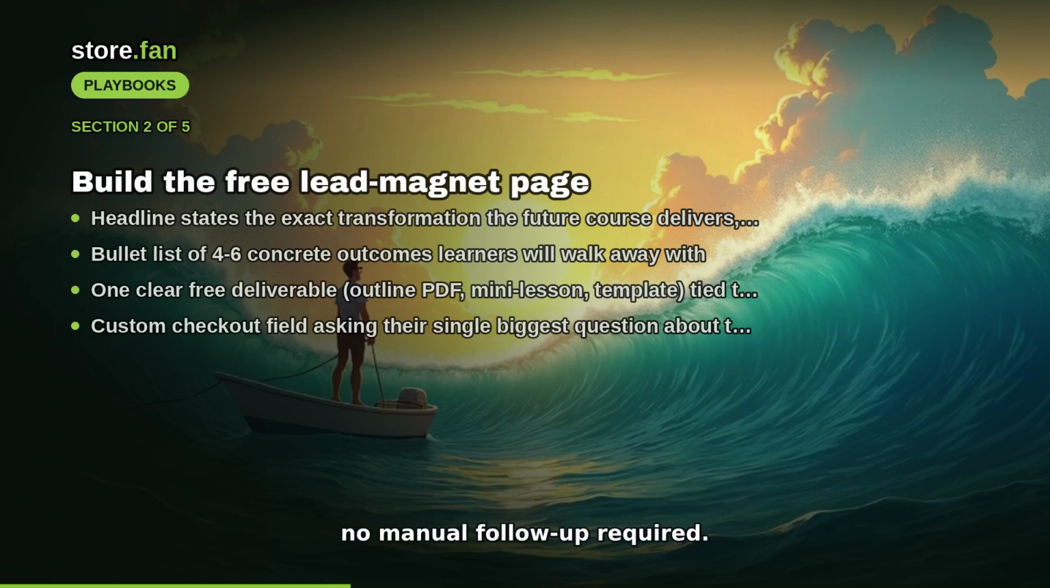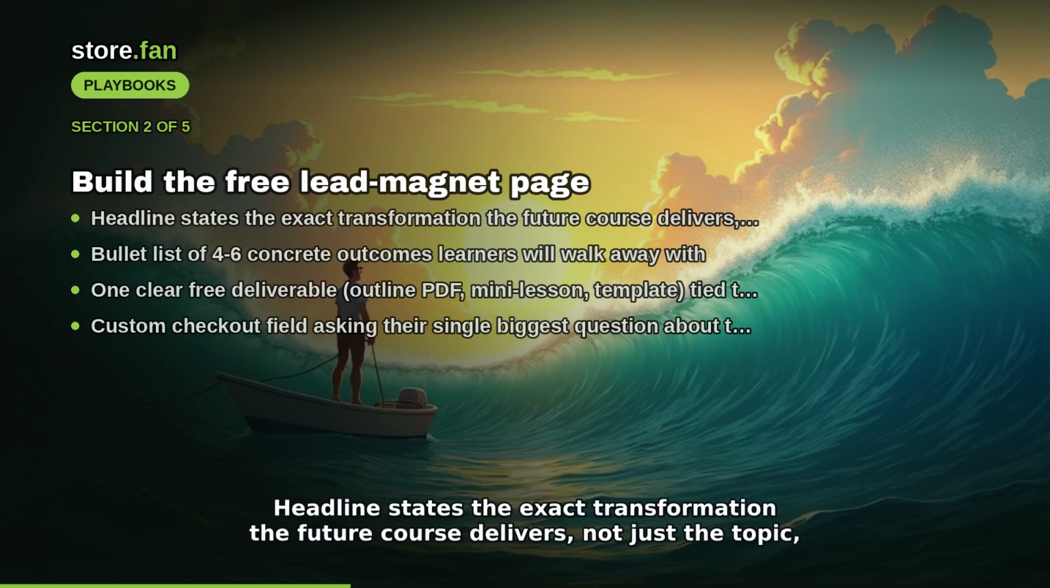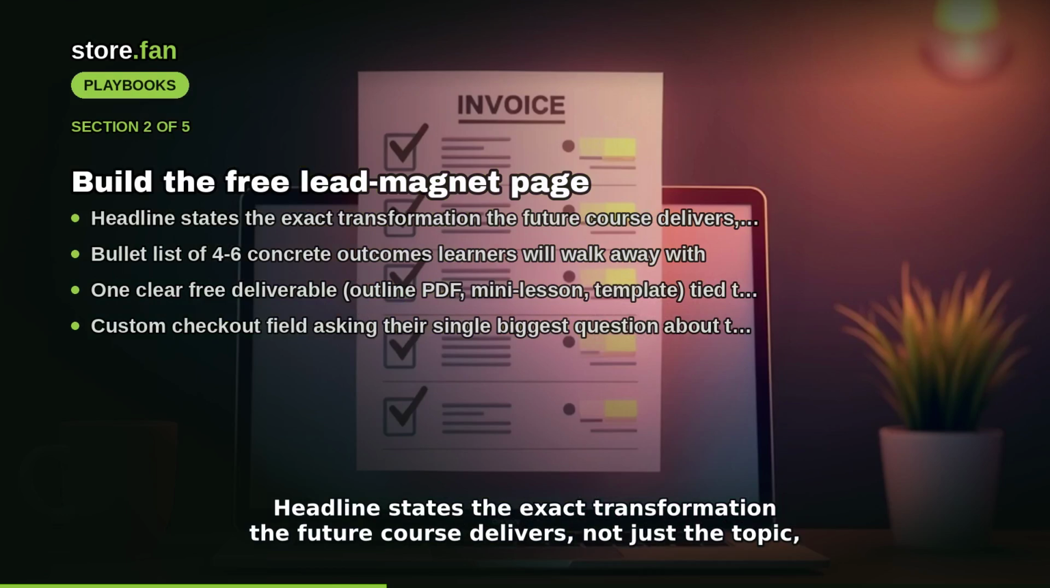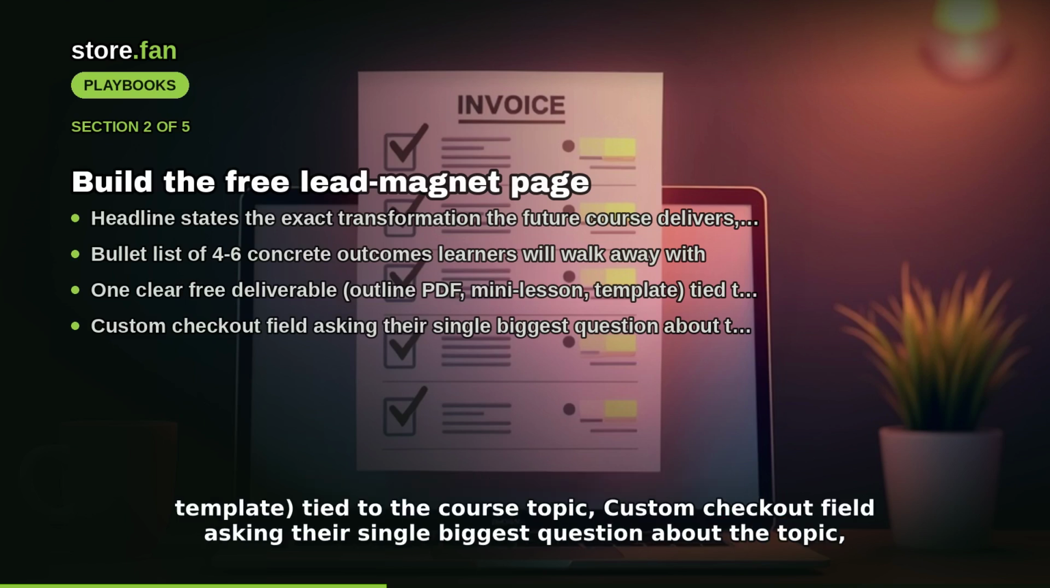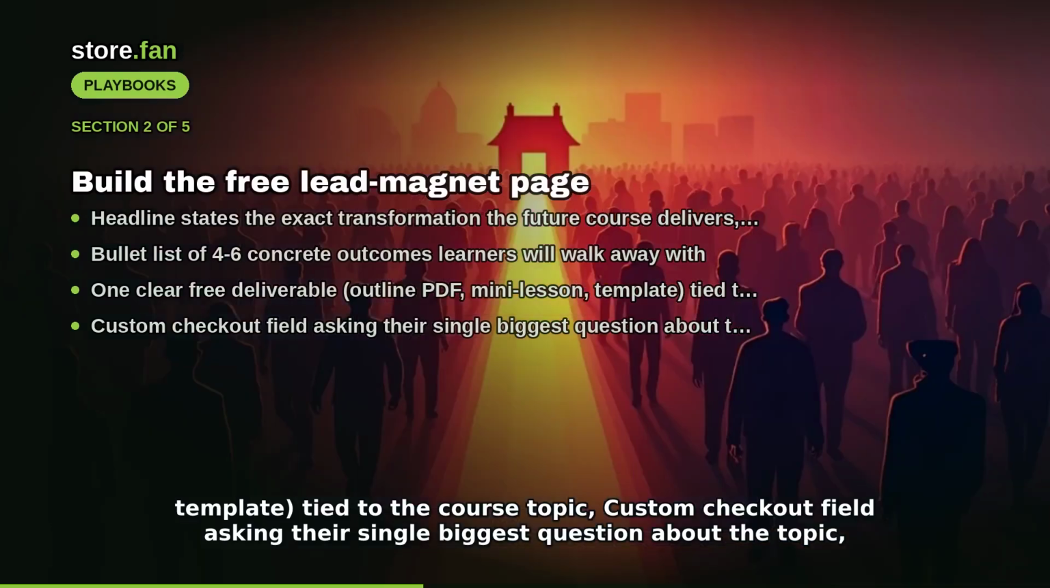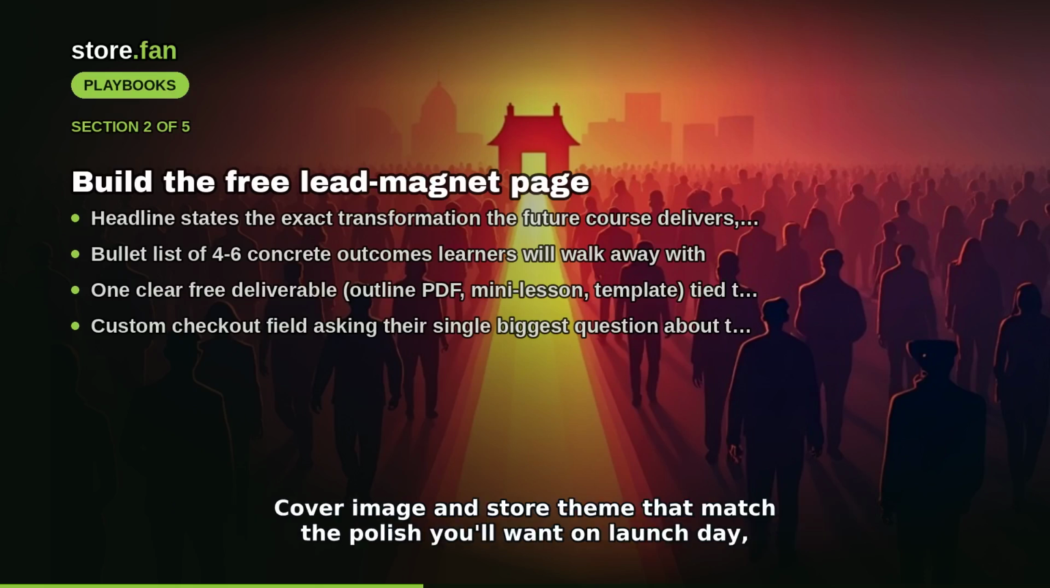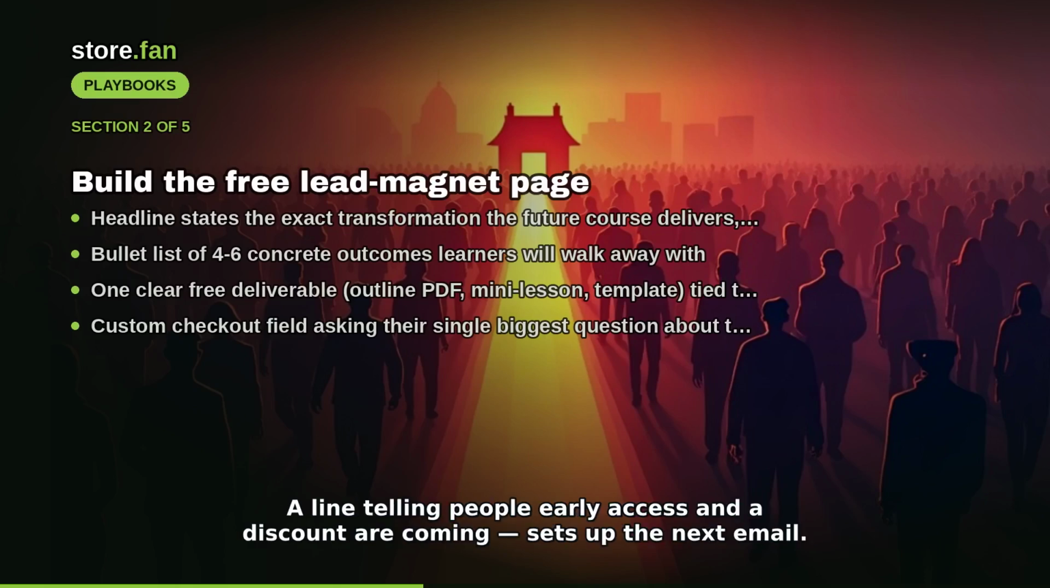No manual follow-up required. Headline states the exact transformation the future course delivers, not just the topic. Bullet list of 4-6 concrete outcomes learners will walk away with. One clear free deliverable, outline PDF, mini lesson, template, tied to the course topic, custom checkout field asking their single biggest question about the topic, cover image, and store theme that match the polish you'll want on launch day, a line telling people early access and a discount are coming. Sets up the next email.